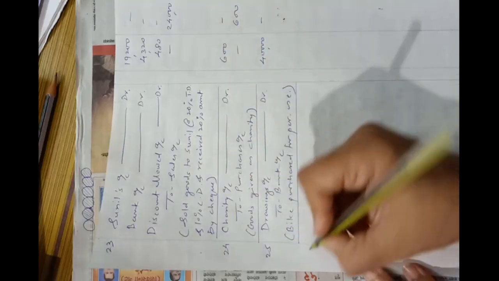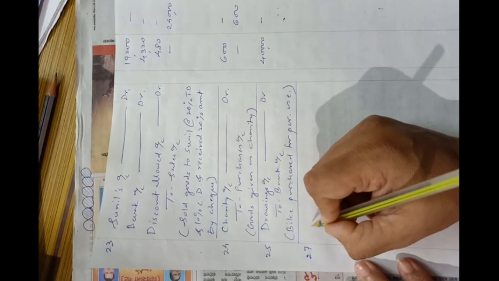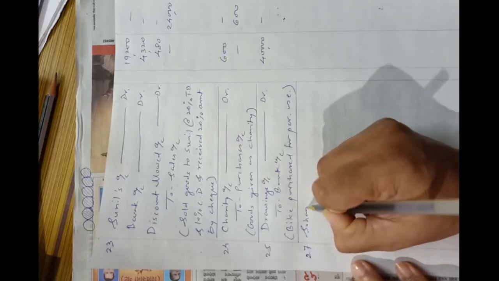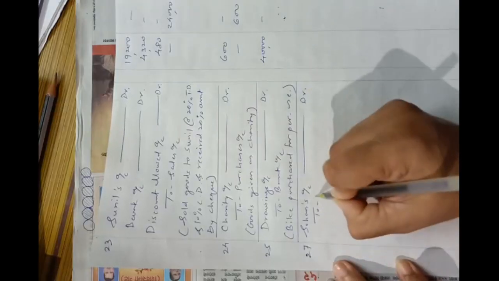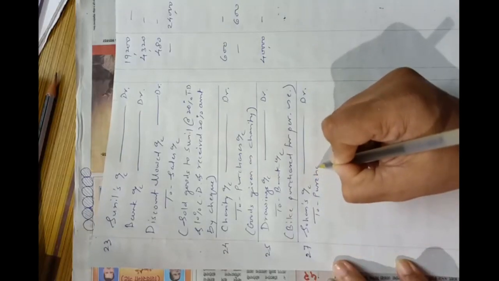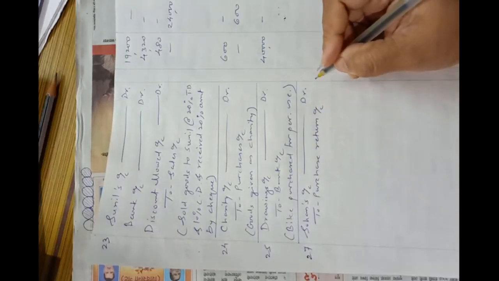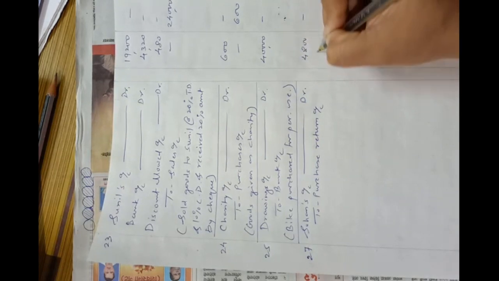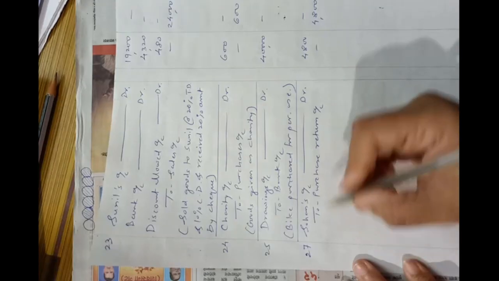Now 27th April. Sohan's account debit to purchase return account, and the amount is 4,800. And the narration is goods returned to Sohan.